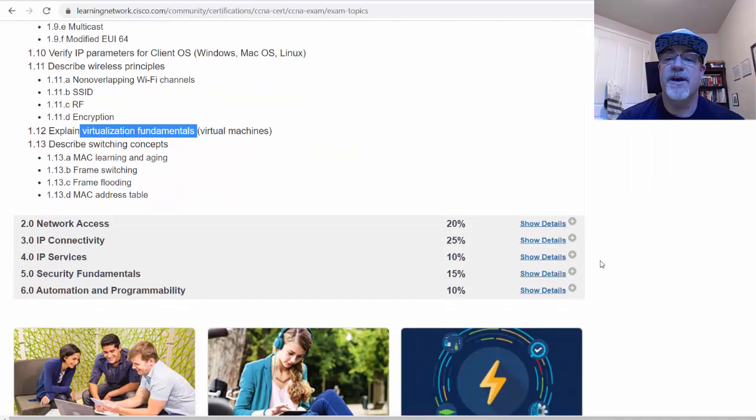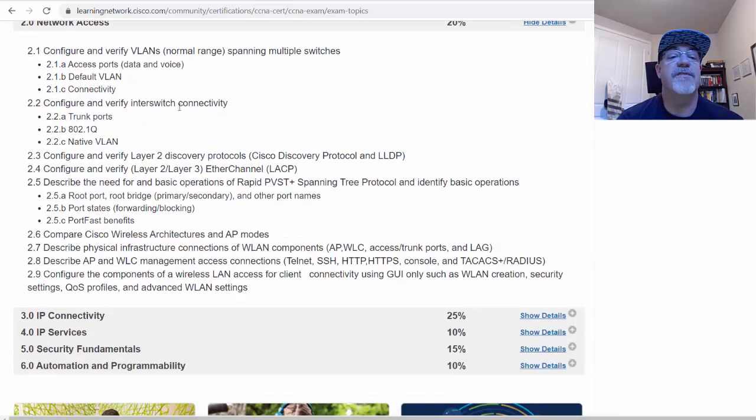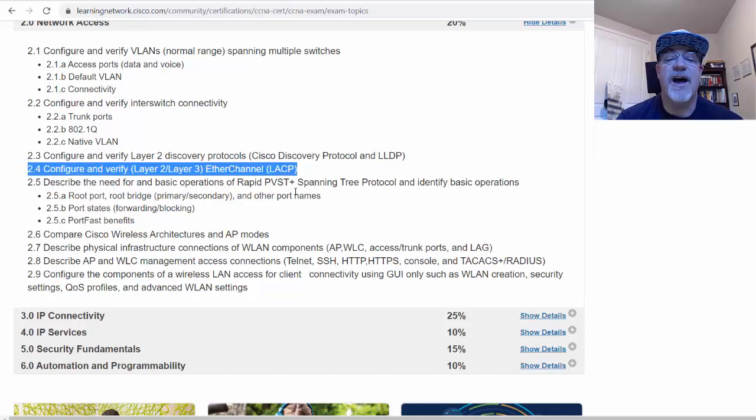The next section is called network access. So this is basically the LAN side of things. And this is where you still need to know how to configure and verify VLANs, normal range, access ports, default VLAN, connectivity. You need to be able to configure and verify inter-switch connectivity, trunk ports, 802.1Q, VLAN tagging, and the native VLAN. So that is there. You need to know CDP, LLDP, layer 2 discovery protocols. EtherChannel is still on the exam. However, not PAgP. It looks like just LACP.